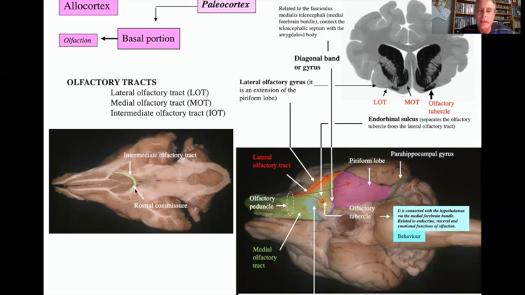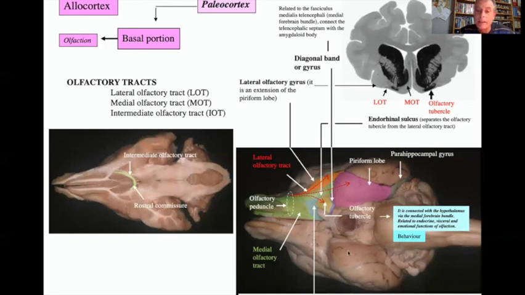Sorry, the intermediate olfactory tract connects both olfactory peduncles, okay? The one of the right and the left olfactory peduncles are connected through the intermediate olfactory tract. The lateral olfactory tract projects to the lateral olfactory gyrus, to the piriform lobe here, and to the olfactory tubercle. The olfactory tubercle is this structure here, located here. Remember, the caudate nucleus, the putamen, both together the striated body, the accumbens, and here we have the olfactory tract.